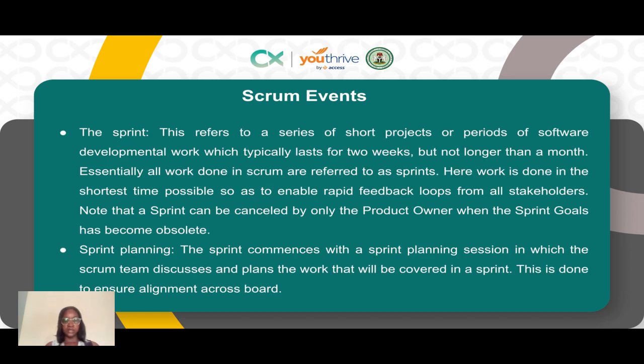What is a sprint? A sprint refers to a series of short projects or periods of software development work, which typically lasts for 2 weeks, but not longer than a month. So it's a very short timeline. The usual accepted timeline for a sprint is 2 weeks, but sometimes you can find sprints that extend up to a month, but not longer than a month. Sprints don't last longer than a month.